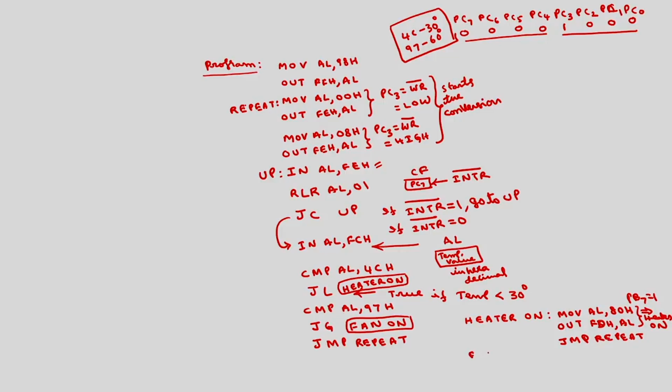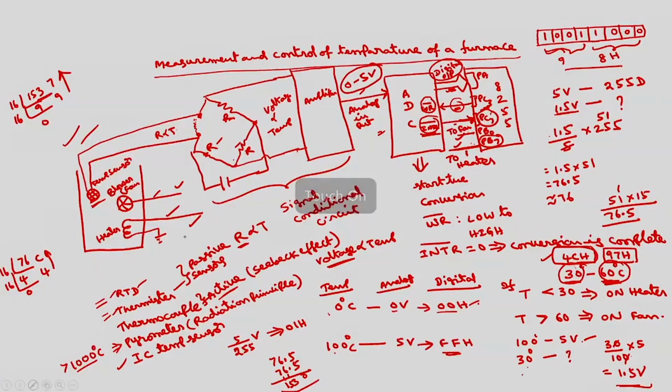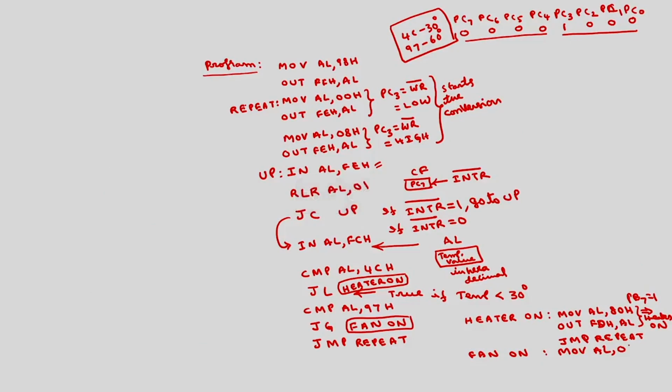And fan on: move AL comma, the fan is connected to PB0. For PB0 you have to make it 01. Move AL comma 01, so that PB0 becomes 1. Out FDH comma AL. So, these two instructions will turn the fan on. Then unconditional jump again to repeat.